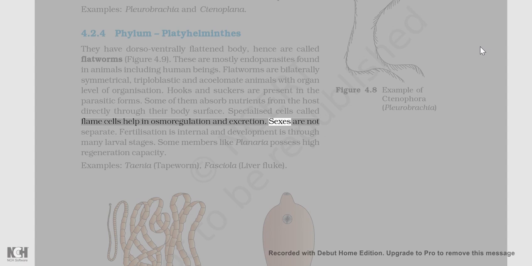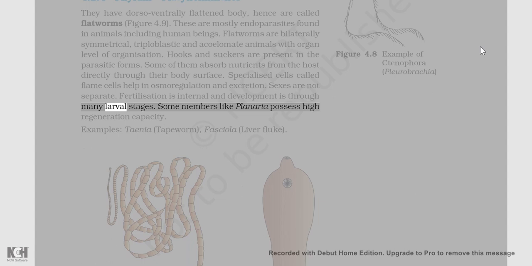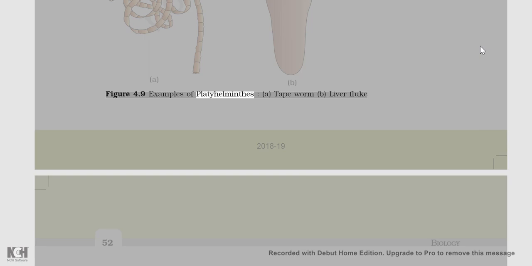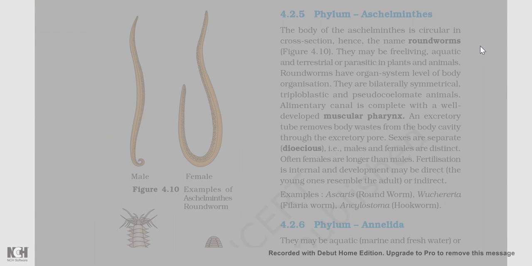Sexes are not separate. Fertilization is internal and development is through many larval stages. Some members like Planaria possess high regeneration capacity. Examples: Taenia, tapeworm, Fasciola, liver fluke. Figure 4.9 Examples of Platyhelminthes: A, tapeworm; B, liver fluke.